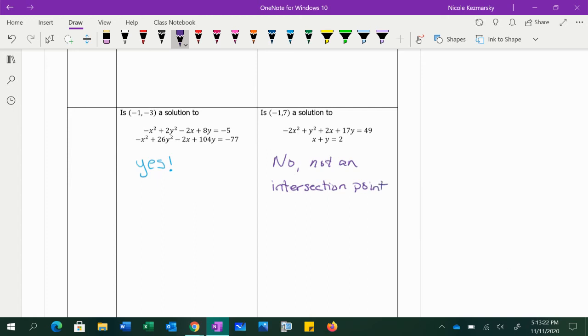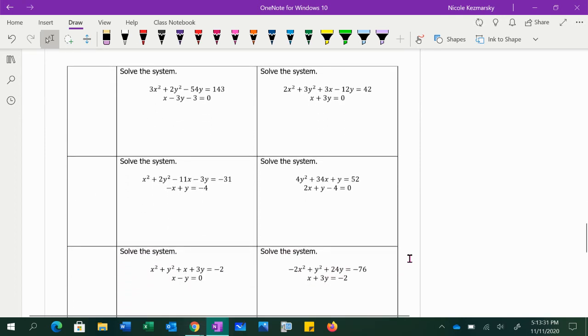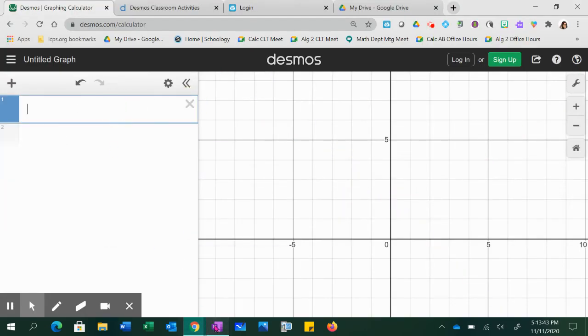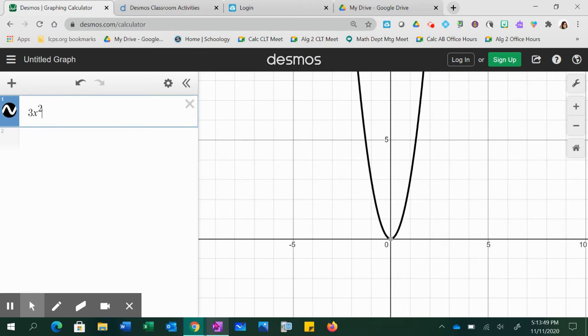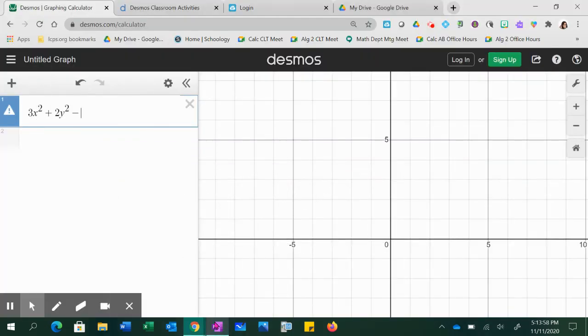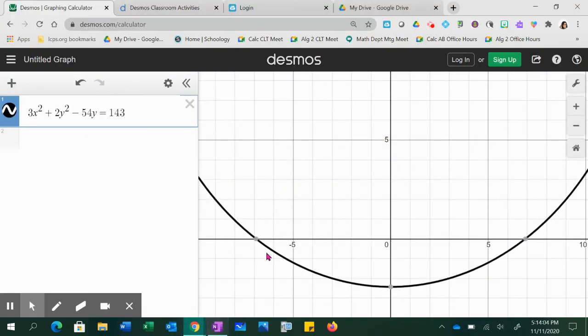So that's how we test if a point is a solution. What we're going to do on the next page, just a couple of examples, we won't do all of these, but just a couple, is we're going to be asked to solve the system. So we're going to be asked to find the solutions. So I'll go ahead and clear out what we have here in Desmos, and we're going to type in 3x squared plus 2y squared minus 54y equals 143.